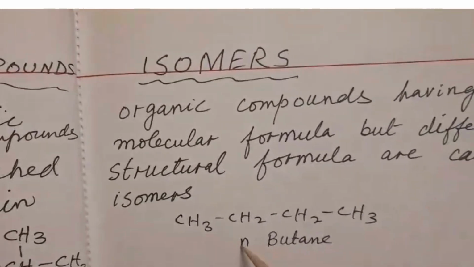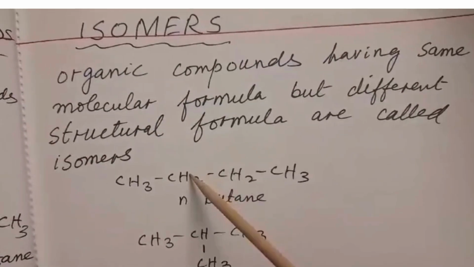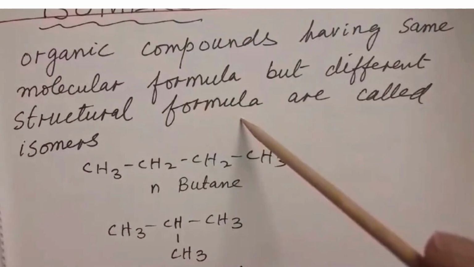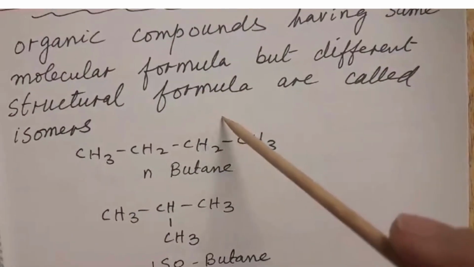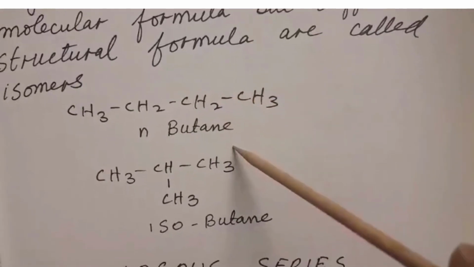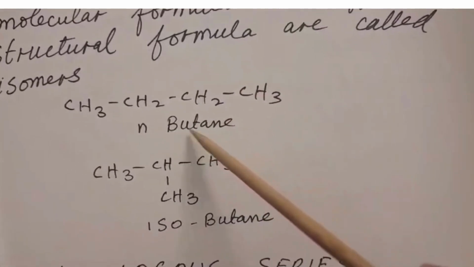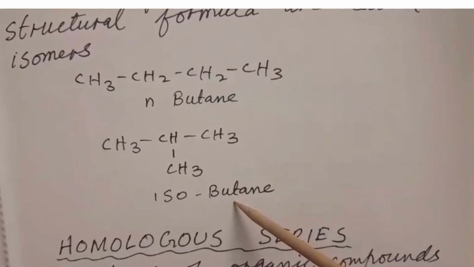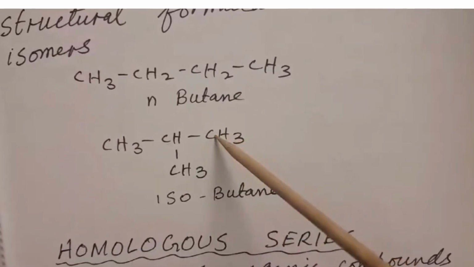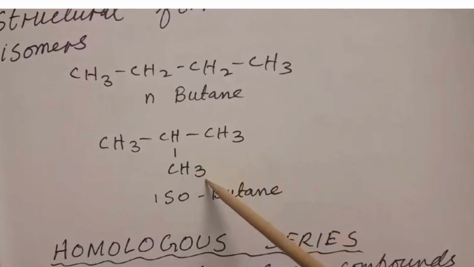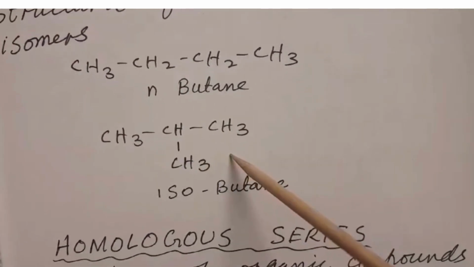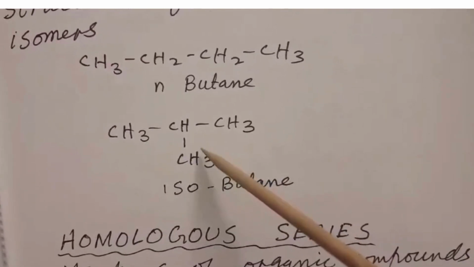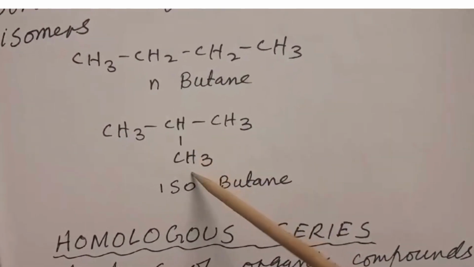Then we have the isomers. Isomers means the organic compounds having same molecular formula but different structural formula. They are called the isomers. So this is N-butane having 4 carbon atoms, and this is the isomer of butane. This also has 4 carbon atoms. The number of carbon and hydrogen atoms are same, but the structural arrangement is different. This can also be called 2-methyl propane.